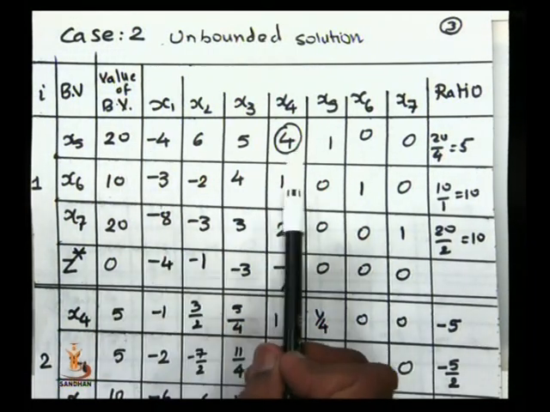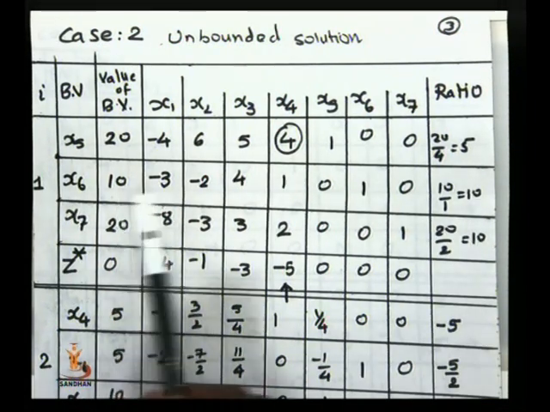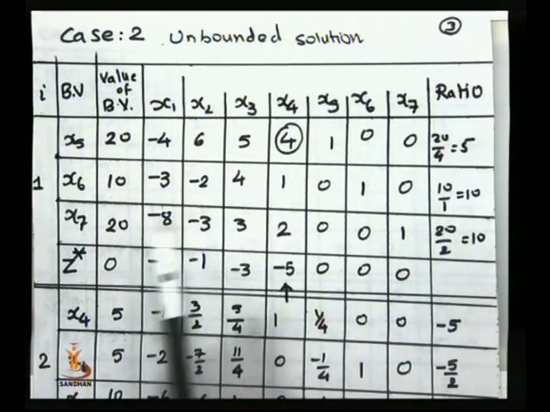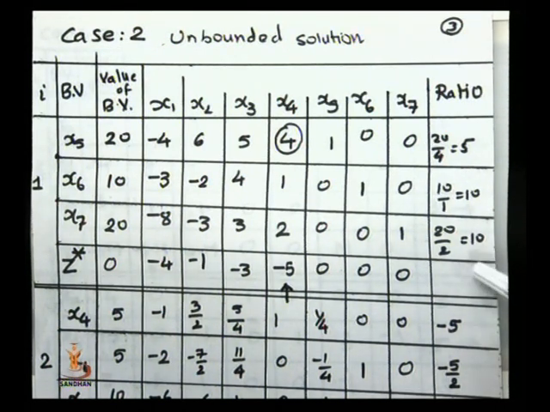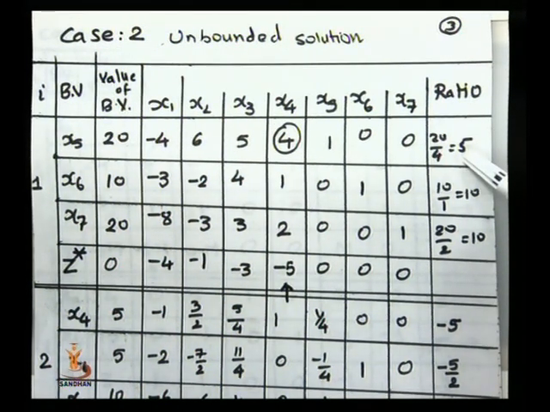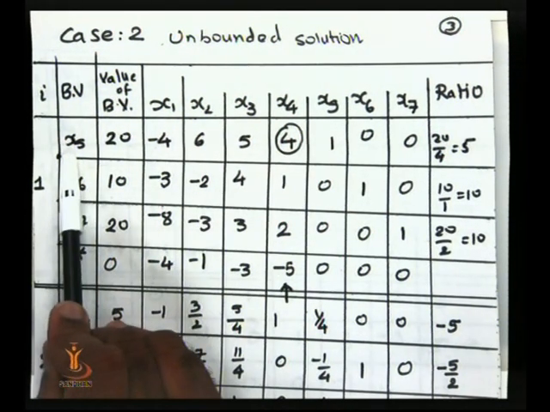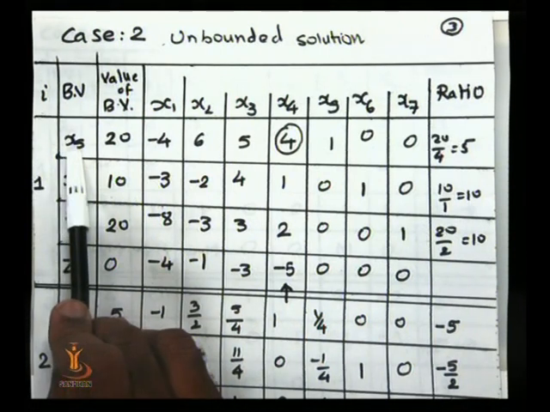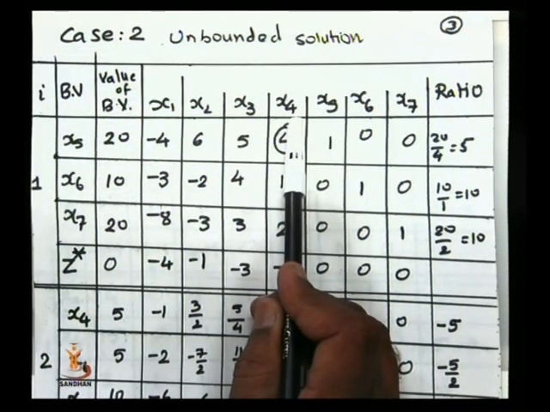And this x4 will replace one of the variables, and for that we are finding the ratio. As you know, 20 divided by 4 is equal to 5, then 10 by 1, that is 10, 20 by 2, that is 10. Out of all these ratios, 5 is the smallest positive ratio. So the corresponding variable, that is the x5 variable, will leave the basis. This x5 is replaced by x4 in the next iteration.